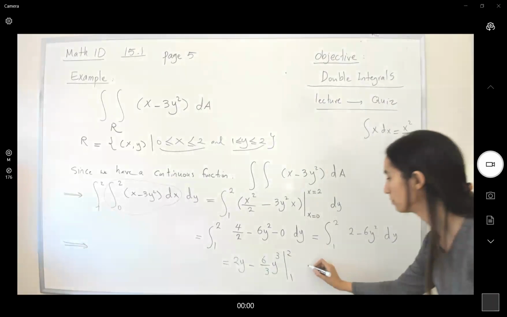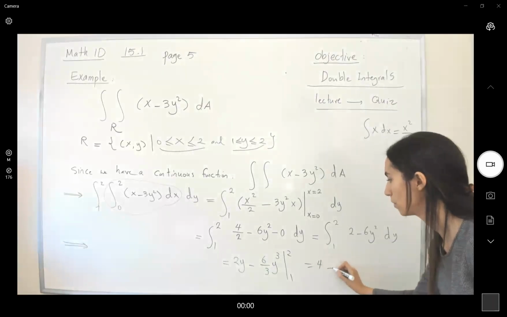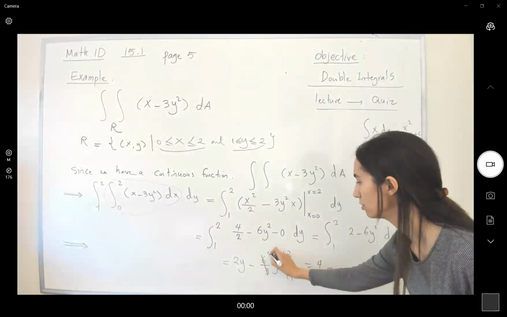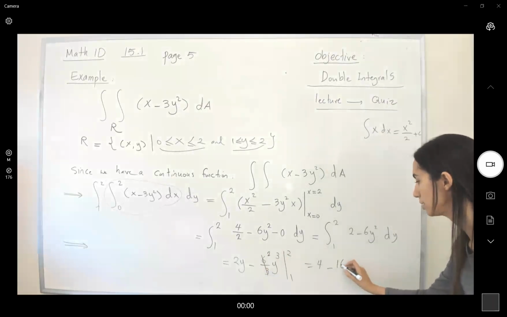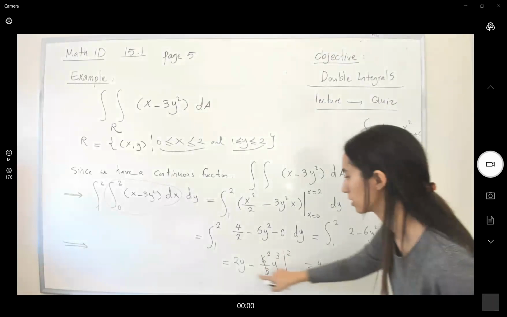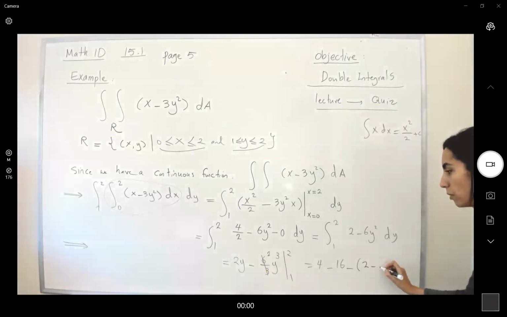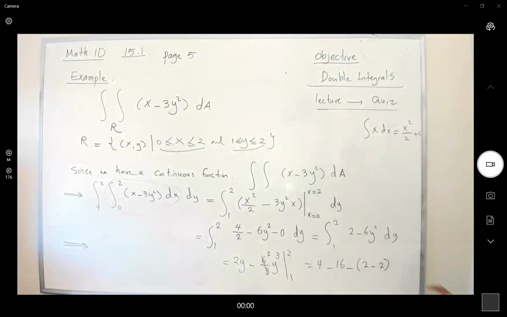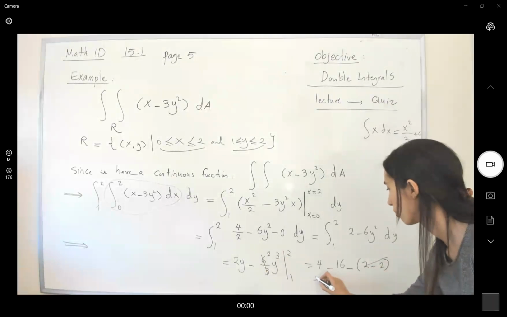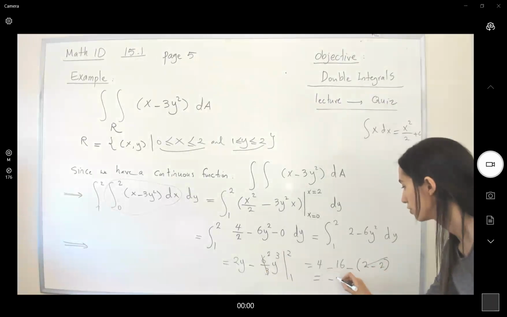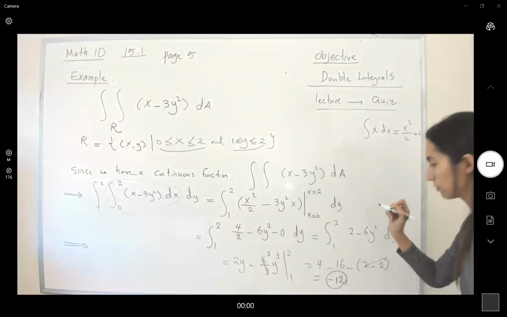Let us plug in 2. You get 4 minus, if you divide these two, you get 2, 2 times 8, 16, minus, now if you plug in 1, you get 2 minus 2. This is just 0, so we're not really worried about that. So here you get 4 minus 16, which is negative 12.